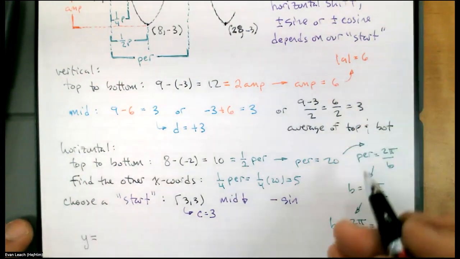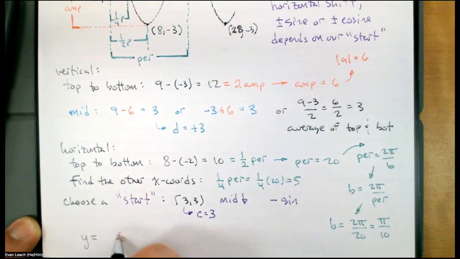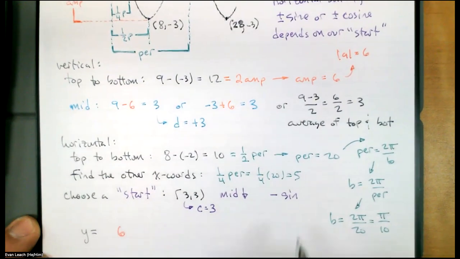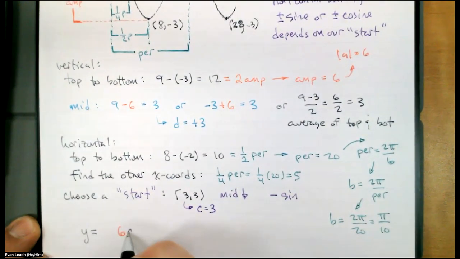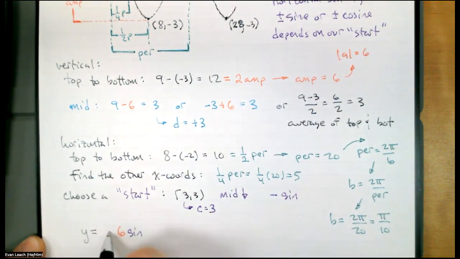Our amplitude is 6. So we're going to use this. I'm going to start by writing 6. That's going to be the coefficient of our trig function, which is going to be sine. But since we chose a point that's at the mid going down, it's going to be a negative 6 sine.